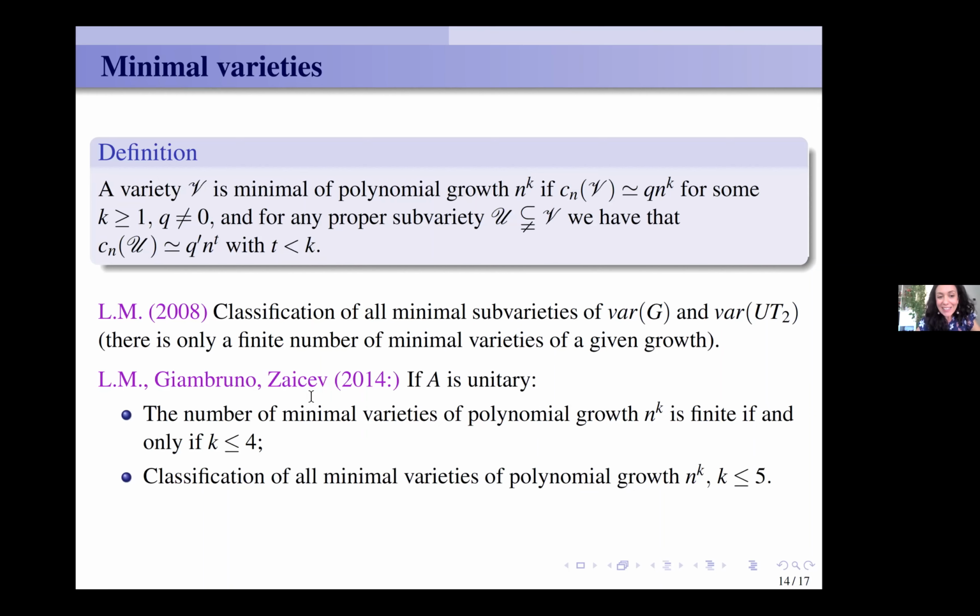I want to remark that the results we have seen in this talk were generalized by me and by other authors, also in the setting of algebras graded by a finite group or algebras with involution or with a trace function and so on. Thank you for your attention.